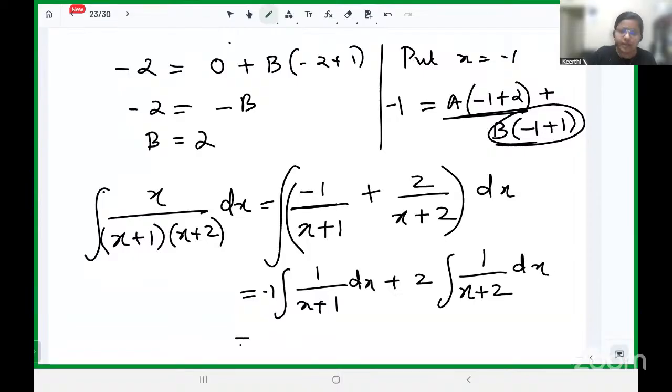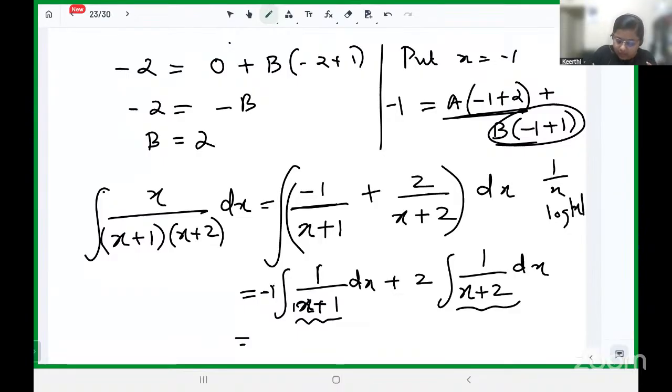Okay, so what is the integral of 1 by x plus 1? If it was 1 by x, we know it is log mod x plus c. Here in the place of x, it is a linear polynomial x plus 1. So we can assume it as x and do the integration normally, but we have to divide by the derivative of the linear polynomial. The derivative of this linear polynomial is nothing but the coefficient of x. It is 1 itself. Here also, the derivative will be 1. So you can directly write the result, right?